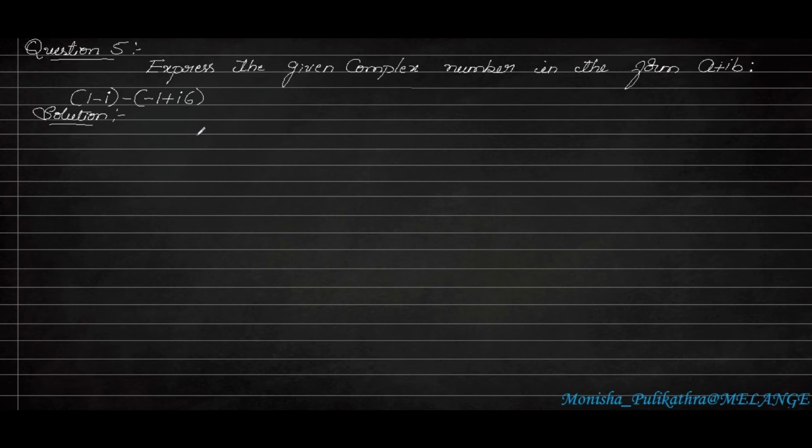Let us move on to the fifth question and the simplest problem of this session. So the question is (1 minus i) minus (minus 1 plus 6i). Okay, so we have to reduce it into the form of a complex number, that is a plus ib. Here 1 minus i, minus into minus is plus, so it will become plus 1, minus into plus is minus 6i. Okay, next I will be grouping it, the number to one side and the complex number to the other side. So 1 and plus 1, minus i and minus 6i.